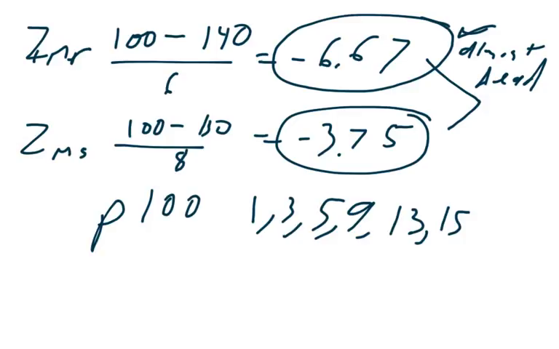The homework, if you can't open the homework document in your folder for today, is 1, 3, 5, 9, 13, and 15 on page 100.